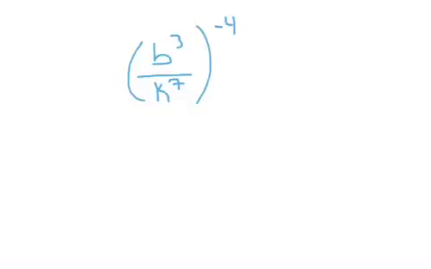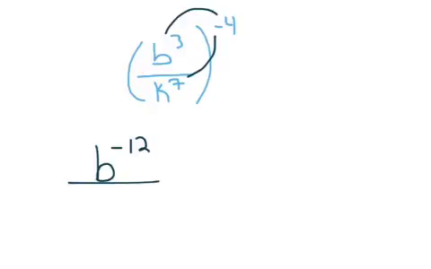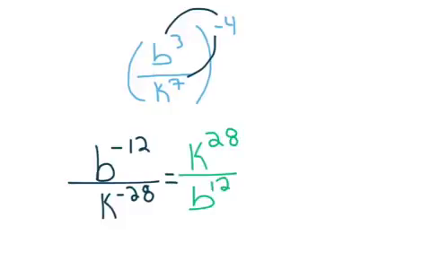Next problem. First thing I'm going to do, as always, is distribute that in, and when you raise a power to a power, you multiply. So that would become b to the negative 12th over k to the negative 28th. Remember, you do not want a negative exponent, so you actually need to change the location of each one of those. So I would put k to the positive 28th in my numerator and b to the positive 12th in my denominator.